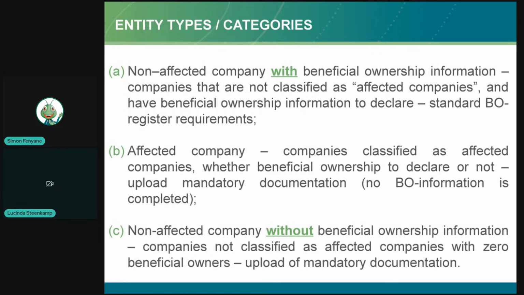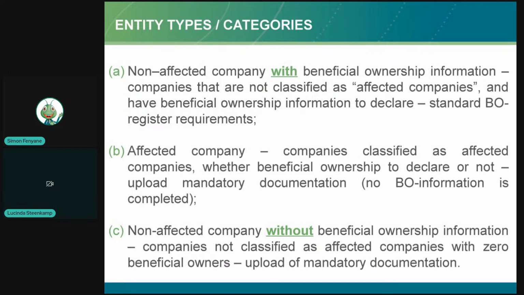Where a company is an affected company in terms of the examples provided, these companies are classified as affected companies whether they have beneficial ownership to declare or not. And there is still the upload of mandatory documentation required, but there's no BO information completed. So affected companies still need to declare their beneficial ownership through the upload of the mandatory documentation.